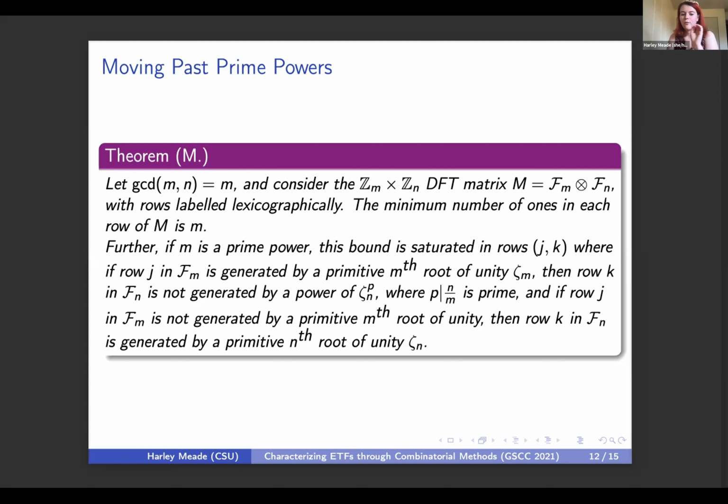And if row J is not generated by a primitive Mth root of unity, then row K is generated by a primitive root of unity. A lot of casework went into proving that.